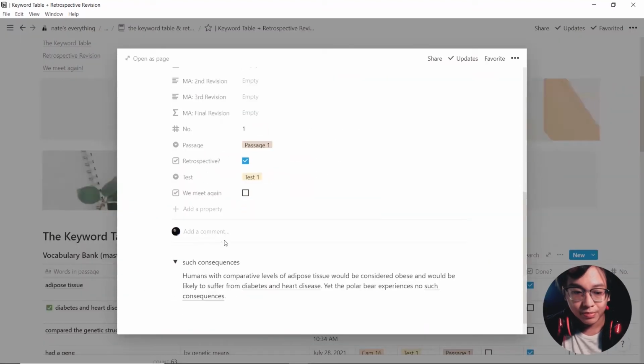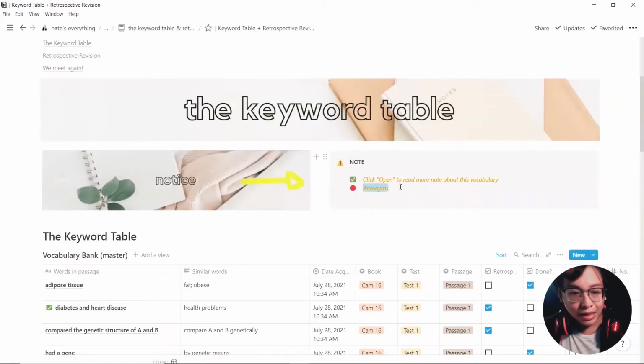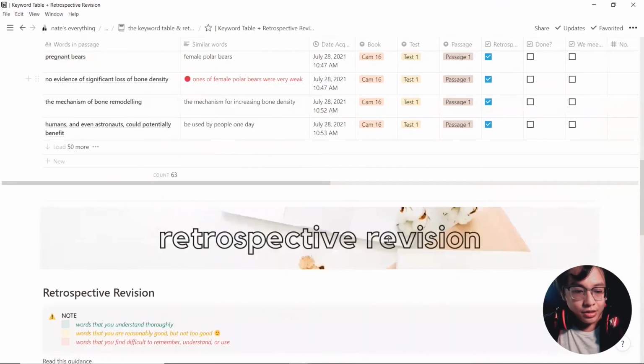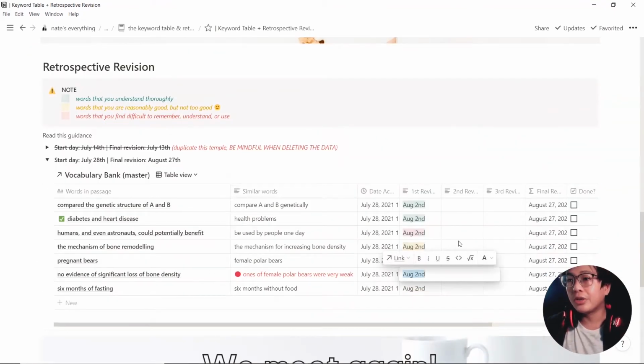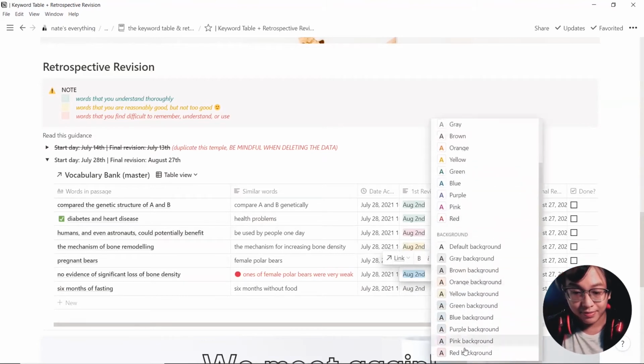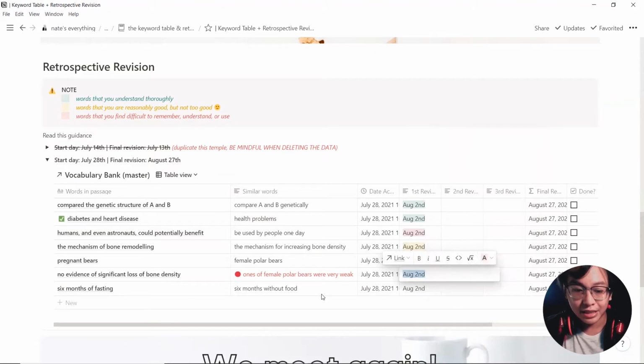For example, here there's another way of saying that. Instead of saying health problem, I say such consequences. And I actually put the whole sentence from the reading passage so I can read it. The red icon would be antonyms. So instead of words that have similar meaning, this one is words that have opposite meanings. Right here, for example, you're not really used to putting antonym words in your writing, so you put it in red. Okay, and the last one, 6 months of fasting and 6 months without food. Easy to understand, just replace the word, so green.